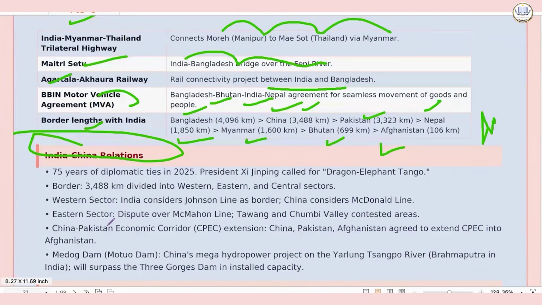In the western sector, India considers the Johnson Line as the border, while China considers the Macdonald Line. That's the reason for the dispute. In the eastern sector, there are disputes over the McMahon Line, with Tawang and Chumbi Valley as contested areas. We have the CPEC extension: China, Pakistan, and Afghanistan agreed to extend CPEC into Afghanistan.